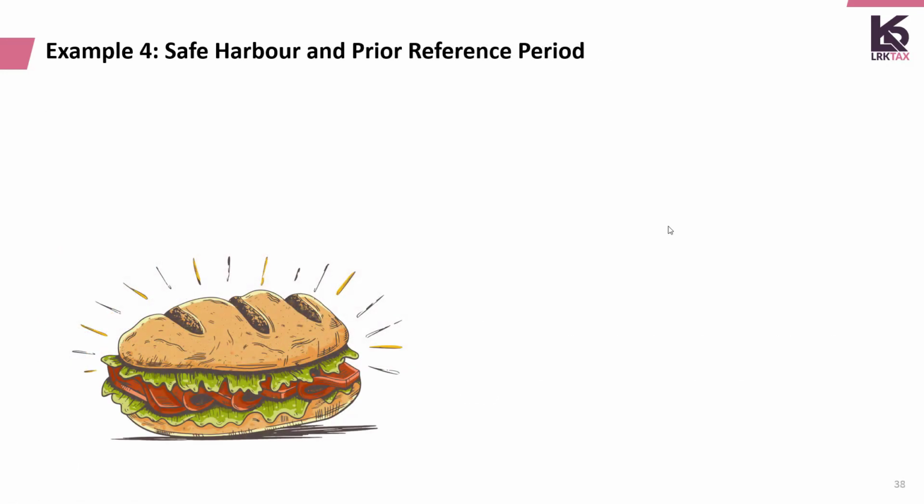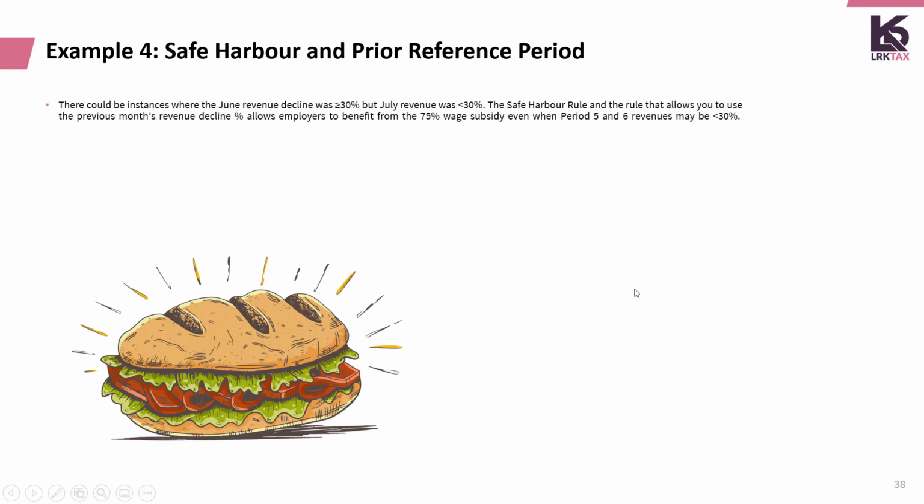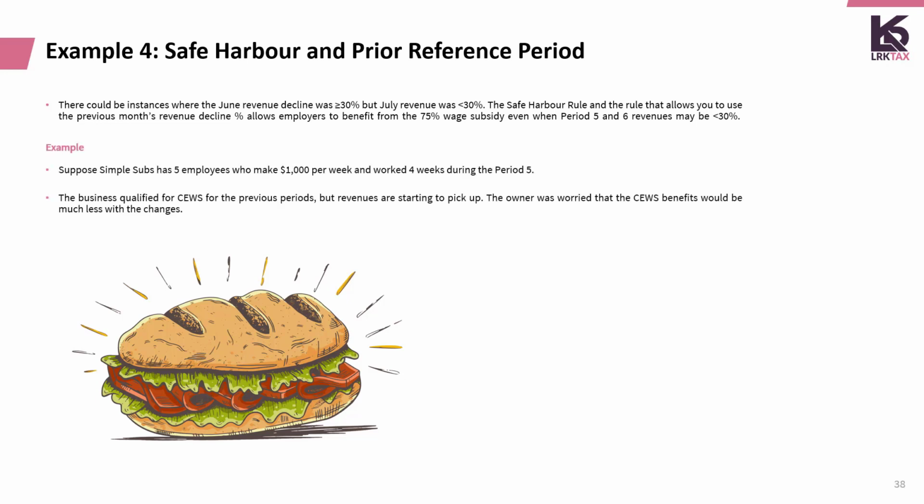So example 4, safe harbor in the prior reference period. This particular example further illustrates that the CEWS subsidy isn't just about putting some numbers into a spreadsheet. There's some planning and thought into it. So in this particular case, again, surprise, surprise, it's going to be 5 employees, $1,000 per week.